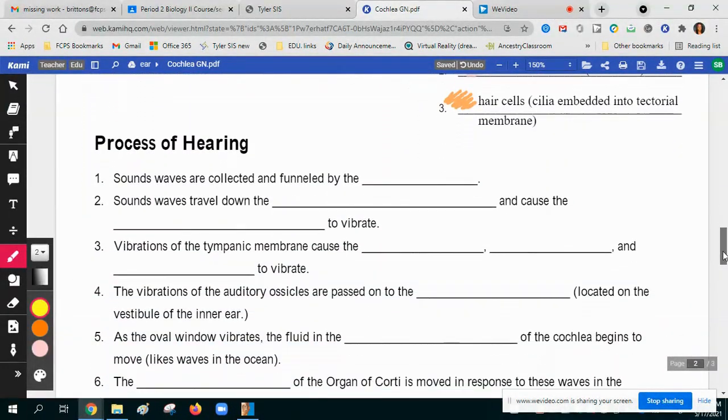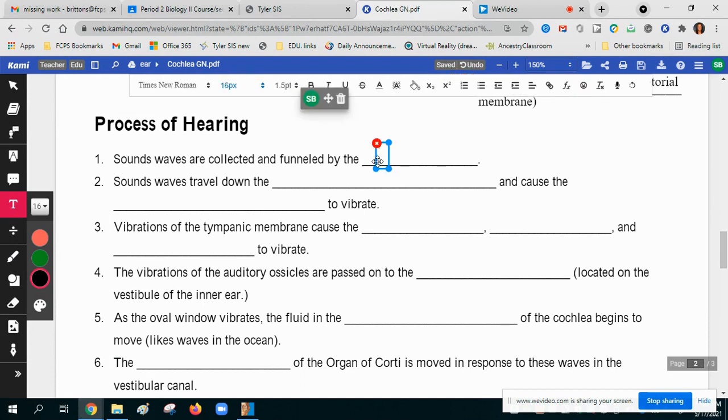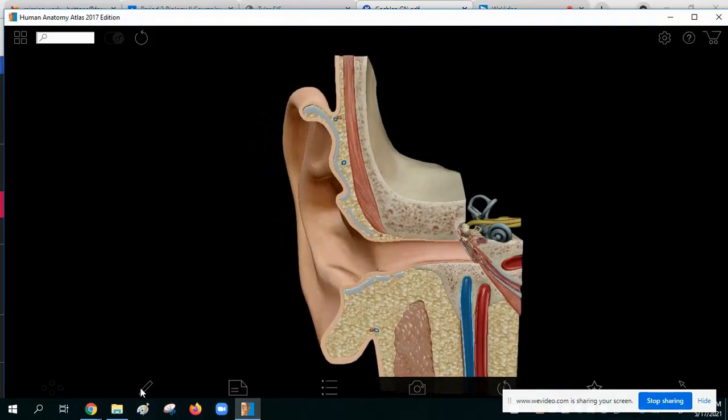All right, let's put all the pieces together. As we are hearing, sound waves are collected and funneled by the very outermost part on the outside of your head called the pinna, or sometimes called the auricle. Those sound waves will travel down the external auditory canal and cause the tympanic membrane or eardrum to vibrate. So sound waves funneled by the pinna, that's the outer part, collected and sent by the external auditory canal to our tympanic membrane here.